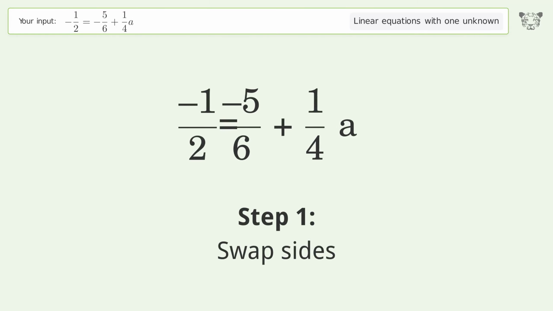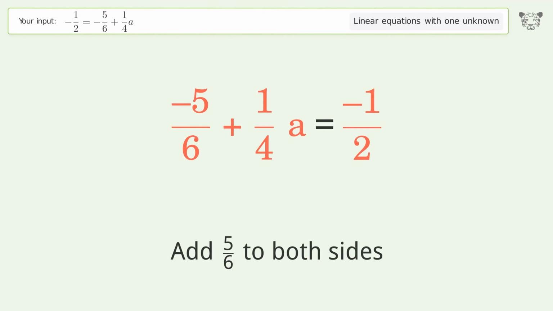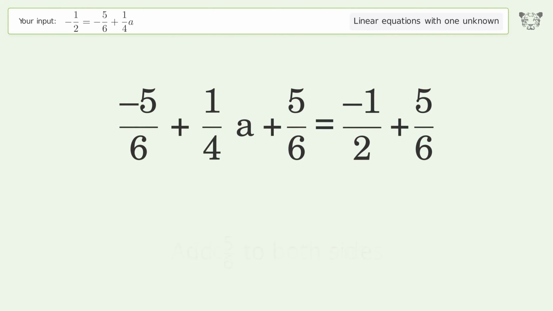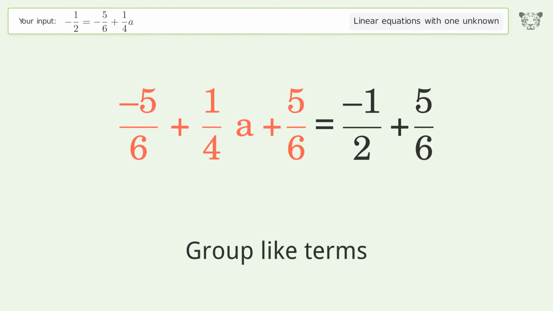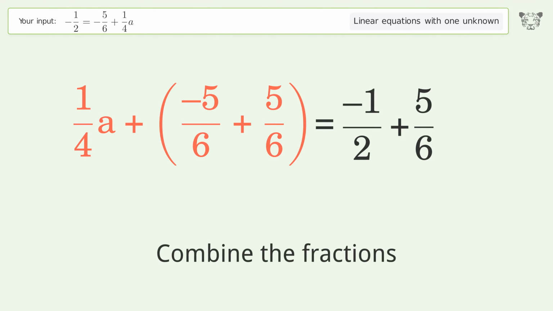Swap sides. Group all constants on the right side of the equation. Add 5/6 to both sides. Group like terms. Combine the fractions.